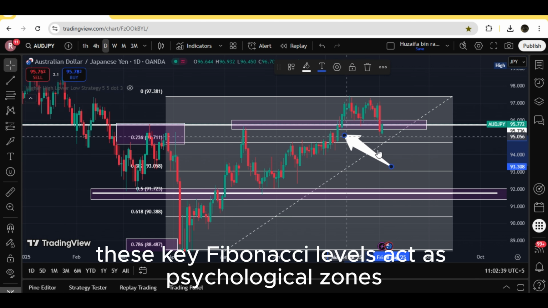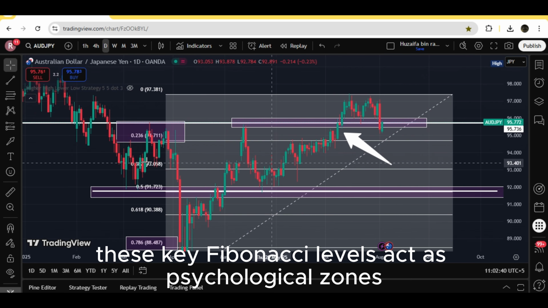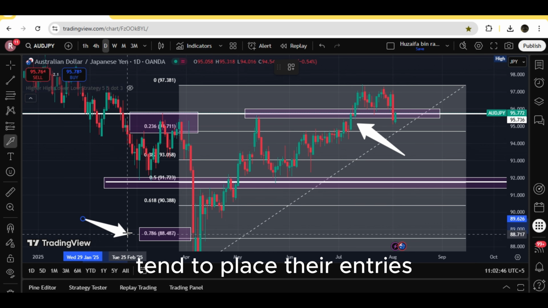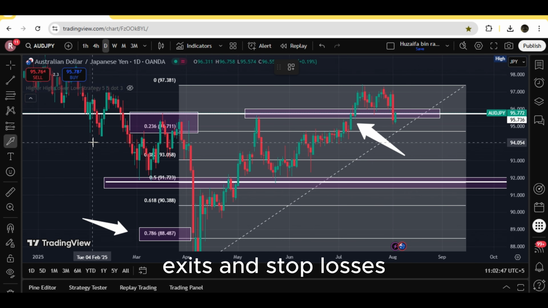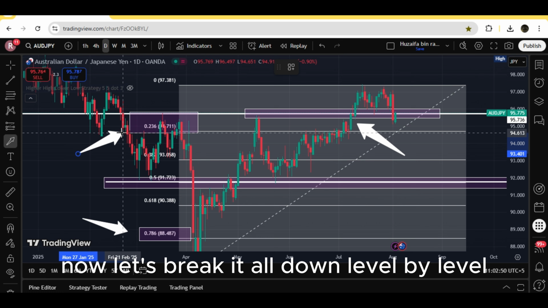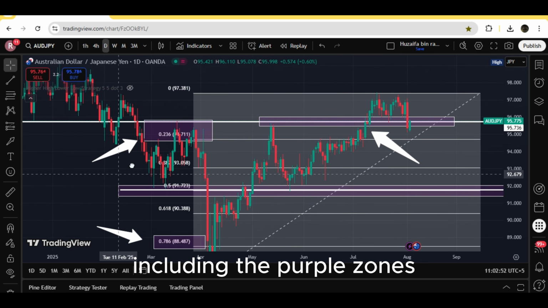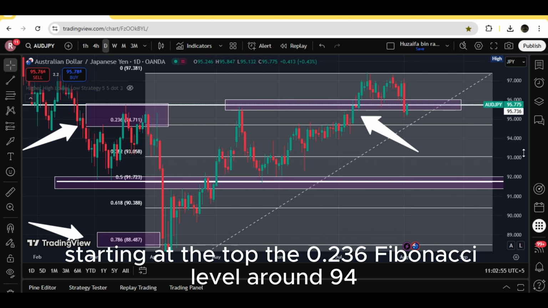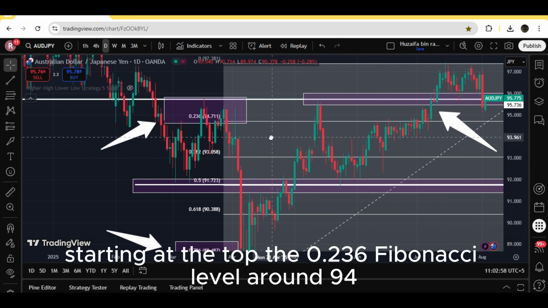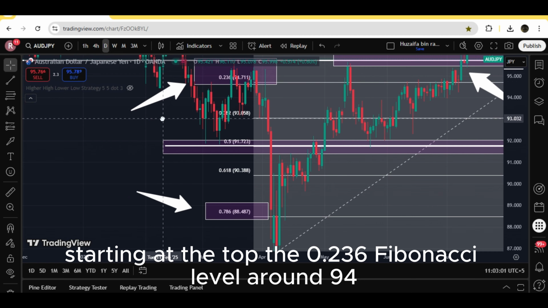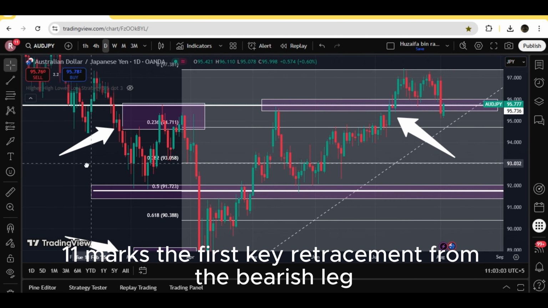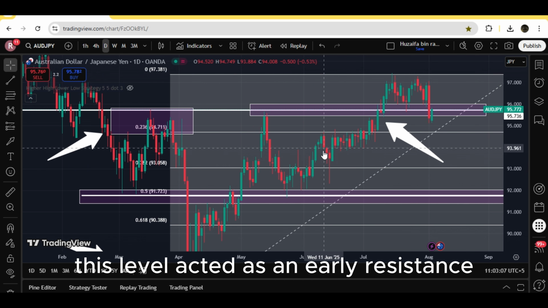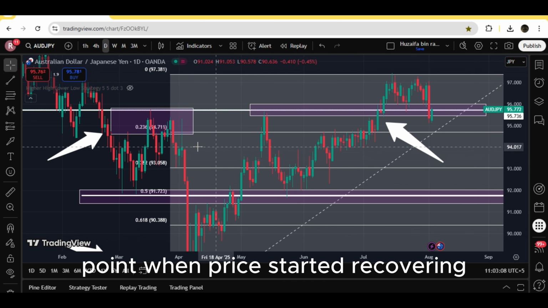These key Fibonacci levels act as psychological zones, where both institutional and retail traders tend to place their entries, exits, and stop losses. Now let's break it all down level by level, including the purple zones that highlight key market reactions. Starting at the top, the 0.236 Fibonacci level around 94.11 marks the first key retracement from the bearish leg. This level acted as an early resistance point when price started recovering.